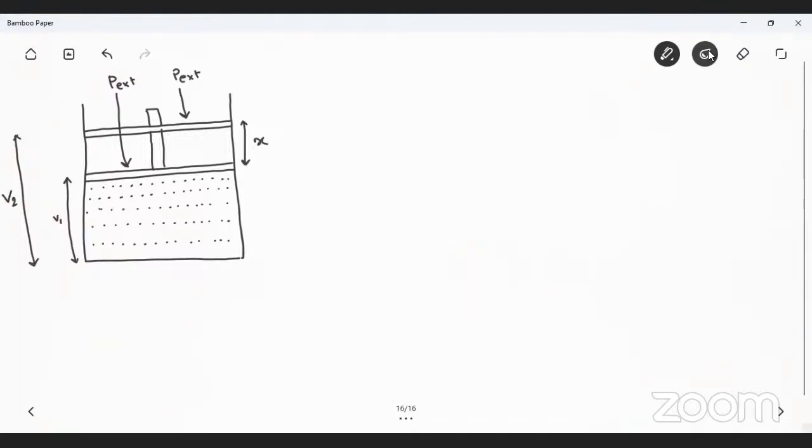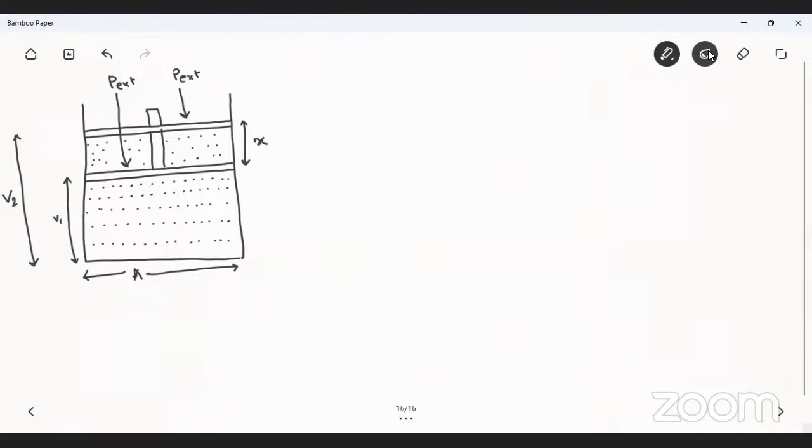Okay, so suppose this is a container which is filled with ideal gas. Just like yesterday, this is the initial level of the ideal gas, and I have considered the initial volume to be V2 here. Now this is the piston.